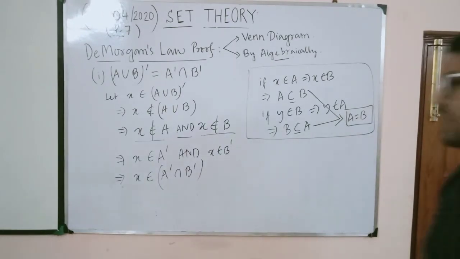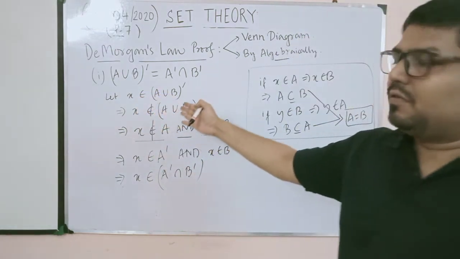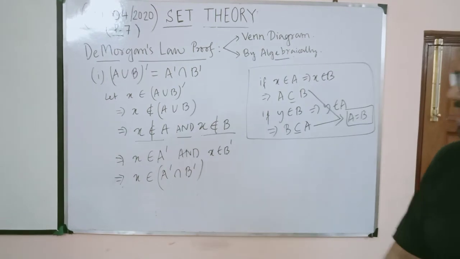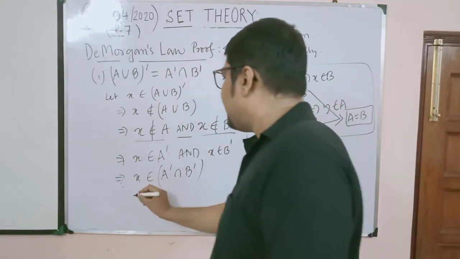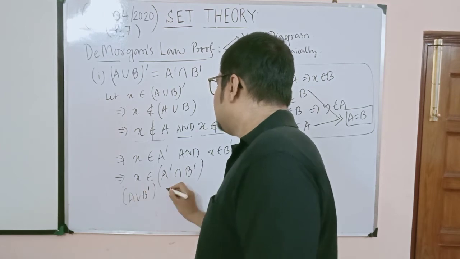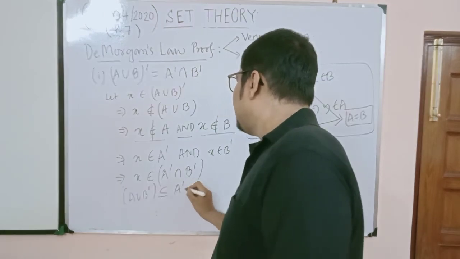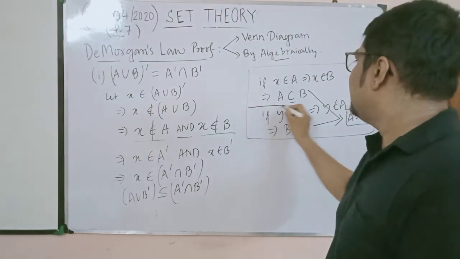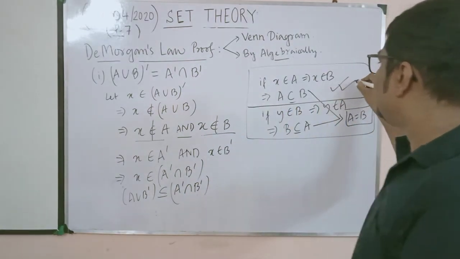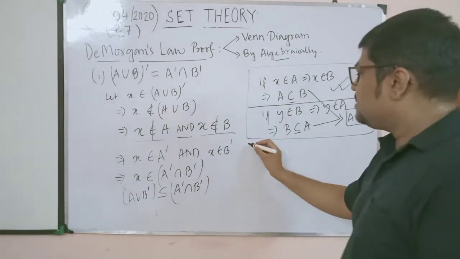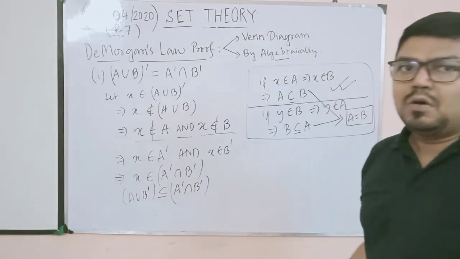So here we have started from X belongs to (A ∪ B)', and we ended over here. So we can write that (A ∪ B)' is a subset of A' ∩ B'. Look at it, till here we have done. Now the other half we need to do, otherwise the sum will not be completed. So let us do the other half by taking Y as well.